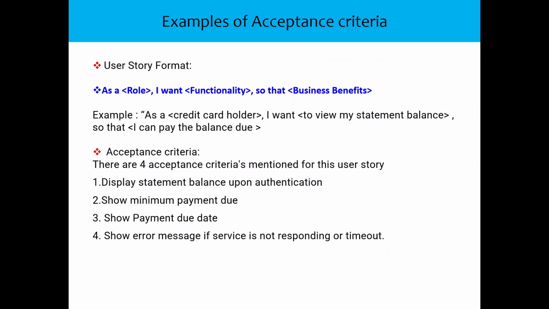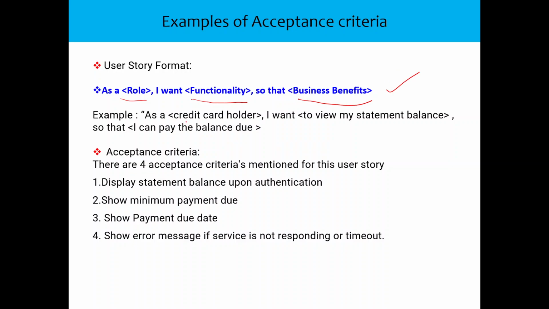So what I've done in the next slide is I have put an example of acceptance criteria, basically in terms of user story format. This is how we write the user story. The syntax is like, as a role, I want functionality so that business benefits. So now you see the example. So this is a syntax or format, you can say.